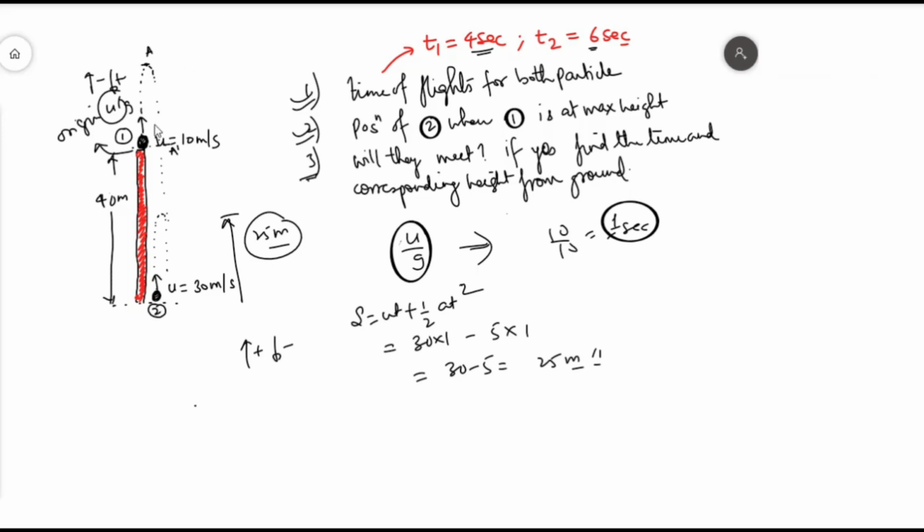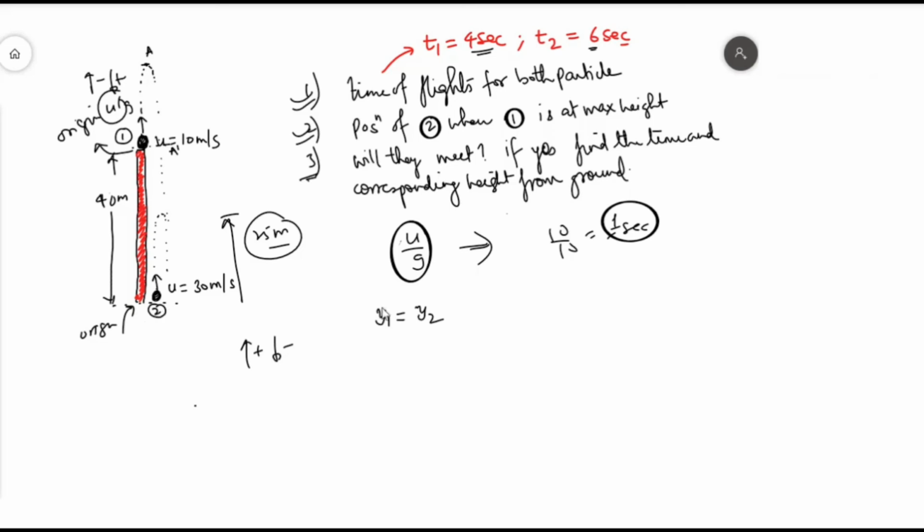We can just directly solve for s1 is equal to s2, where s is going to be the vertical position. For this calculation I'm going to fix my origin here at the ground. Take upward as positive and downward as negative. So I'm just going to solve for particle 1's vertical position being the same as particle 2's vertical position, keeping this point as origin.